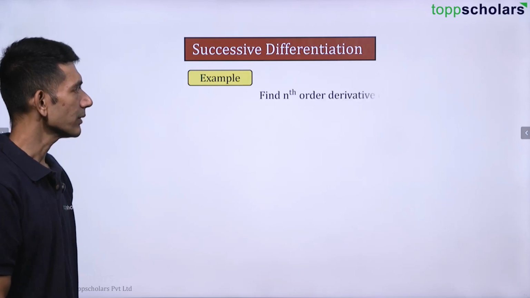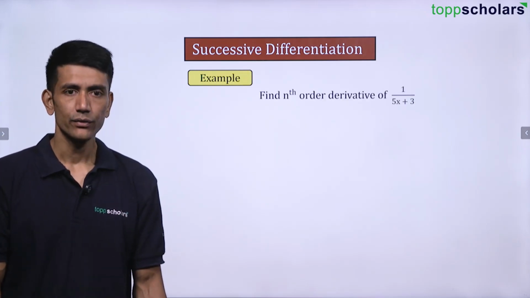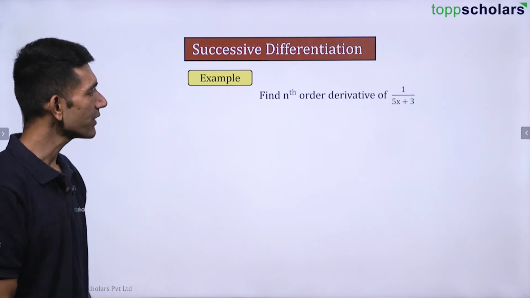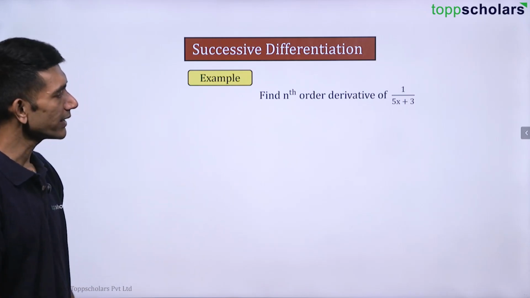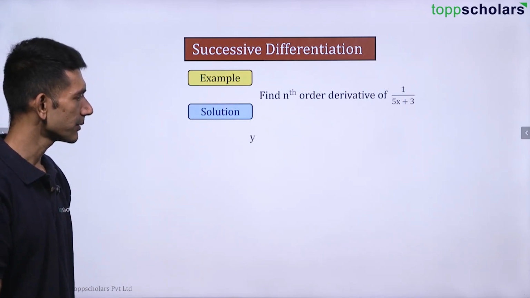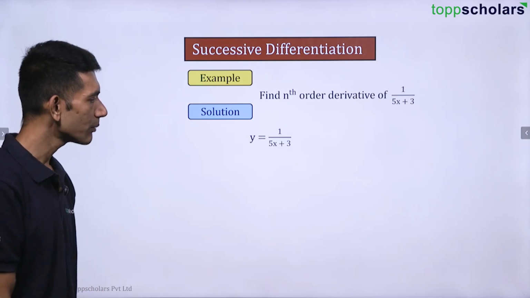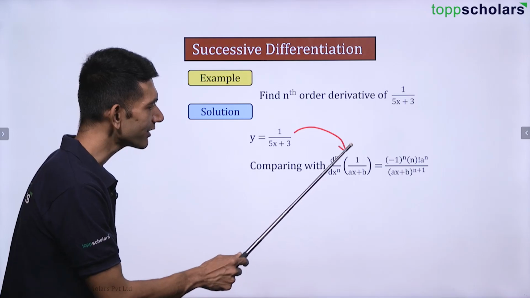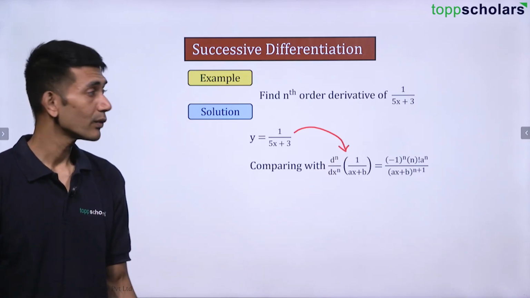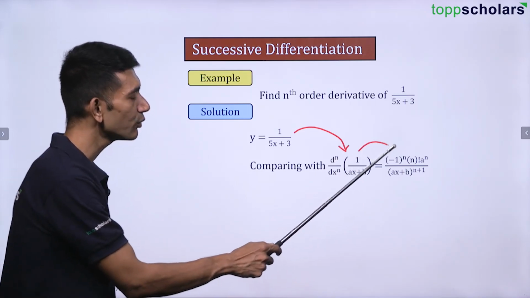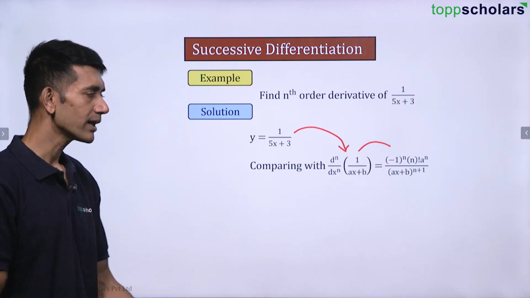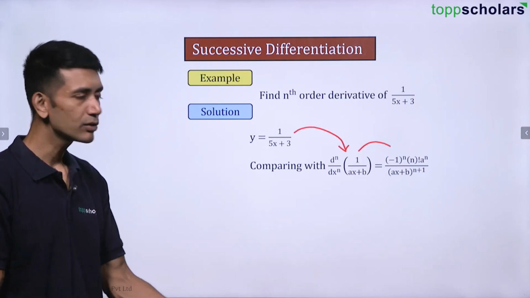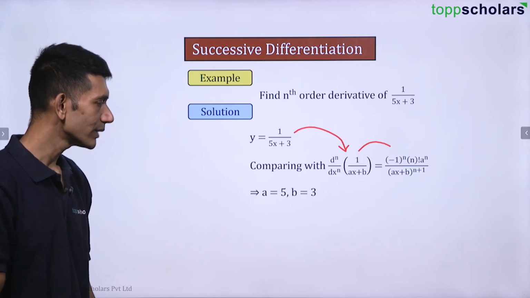Now let us see an example. Find the nth order derivative of 1 by 5x plus 3. So y is already there, 1 by 5x plus 3. So we will compare this with what? 1 by ax plus b, isn't it? This is of the form 1 by ax plus b. That gives you minus 1 raised to n factorial a raised to n by ax plus b the whole raised to n plus 1. So let us do that.